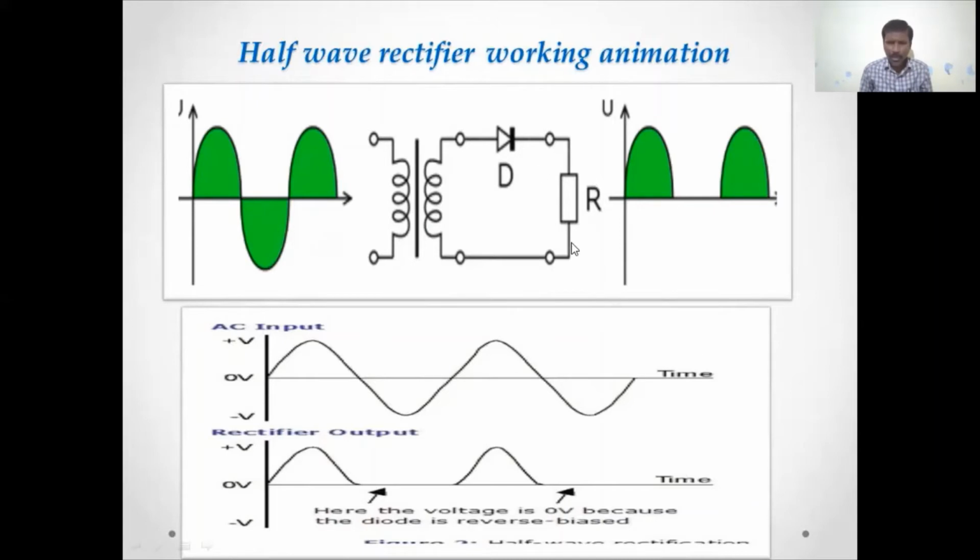But from the load resistor, we collect only positive cycles. This is the mean position, and this is the extreme position of the positive cycle. Only positive cycles are collected. There is no negative cycle collected by the load resistor. There is no output during the negative cycle, but there is output collected by the load resistor for the positive cycle.